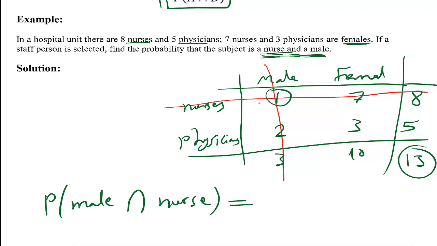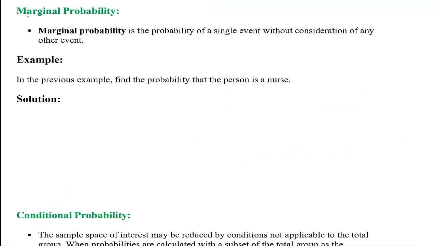It is just the number of those subjects who satisfy both characteristics at the same time, which is 1, divided by the total number of subjects, which is 13. Marginal probabilities. Marginal probability is the probability of a single event without consideration of any other event.